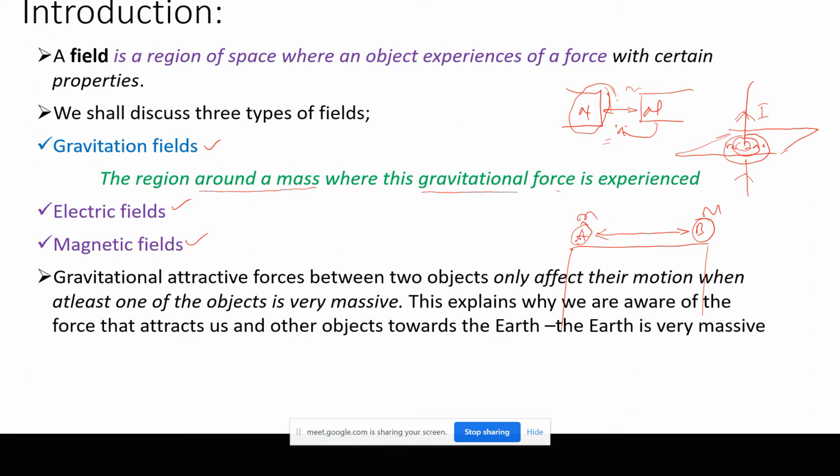So we are saying the gravitational force of attraction between two masses is only effective if one of the masses or one of the objects is extremely massive. By the way, the Earth has a mass of approximately 6.0 times 10 power 24 kilograms. This is the mass of the Earth. That value will come several times. The mass of the Earth is approximately 6.0 times 10 power 24 kilograms.